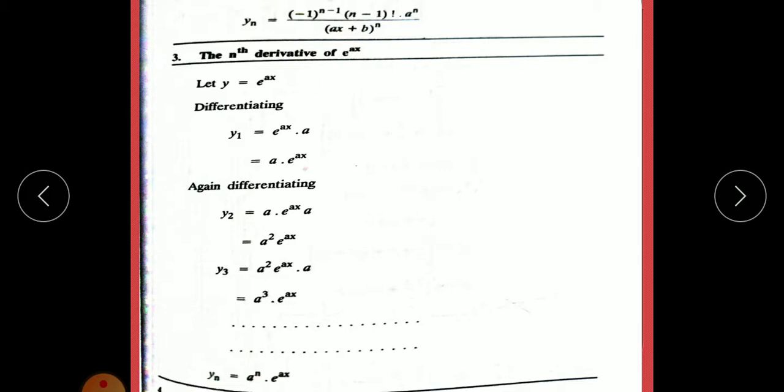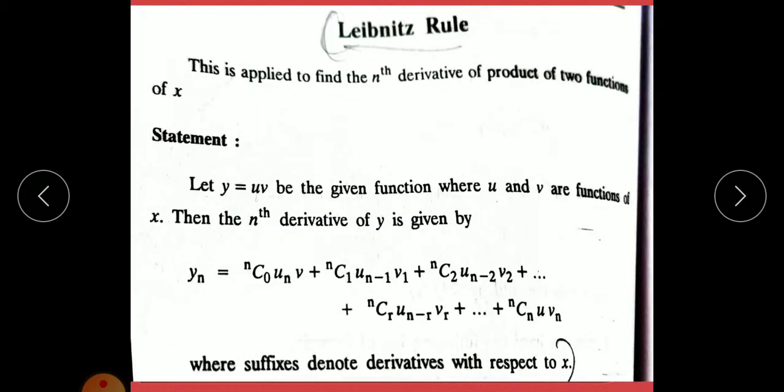Second result is the nth derivative of e power ax. So let us take this as a function y equal to e power ax. So the first derivative, that is y1, equals e power ax into a. So a into e power ax, again differentiating y2, so a squared into e power ax, then y3 is a power 3 into e power ax, and so on. So yn equals a power n into e power ax. These are all the 2 mark questions. Important 2 mark questions only, so you can learn that.